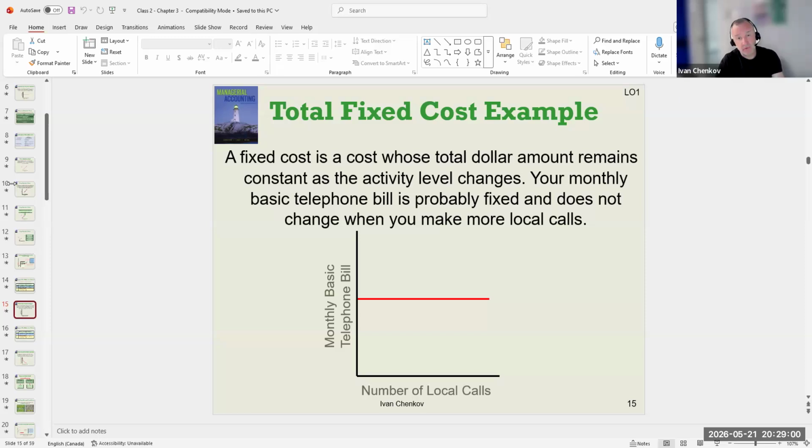Annual insurance for your car. What kind of cost is that? Obviously, it's a fixed cost. What that means is, whether you're driving more or driving less, the cost is the same. End of the story.